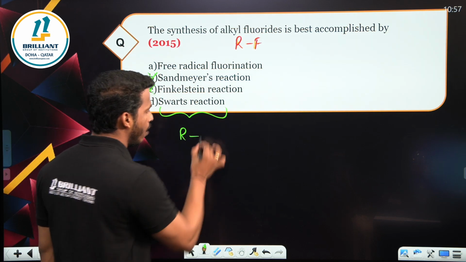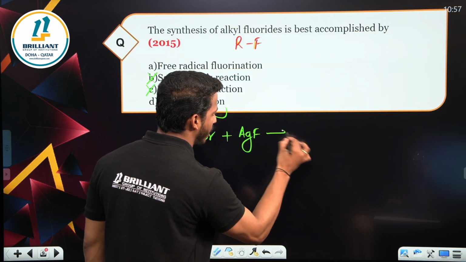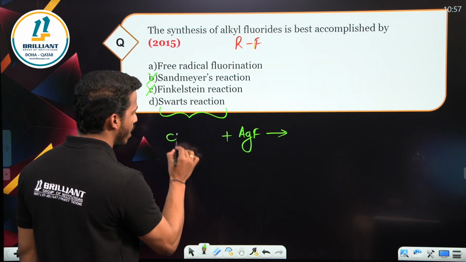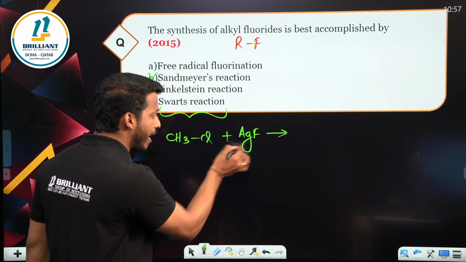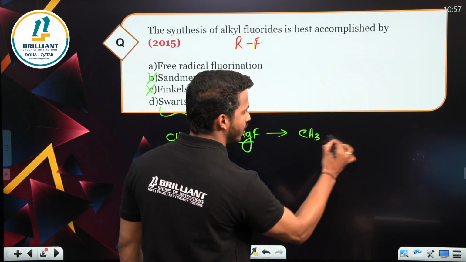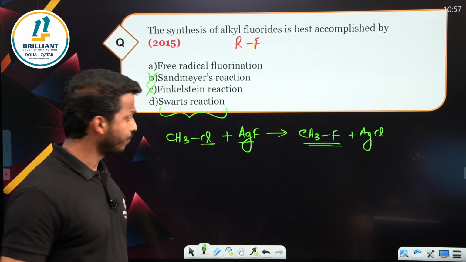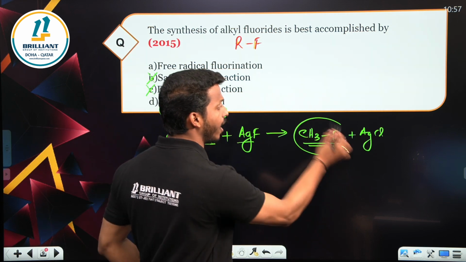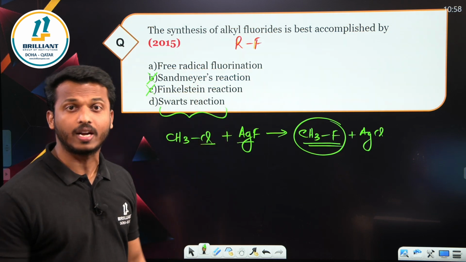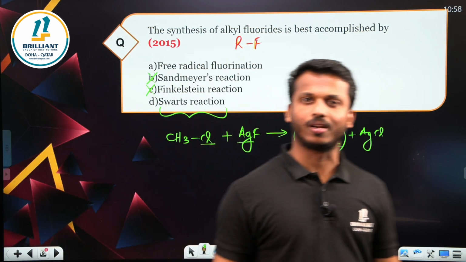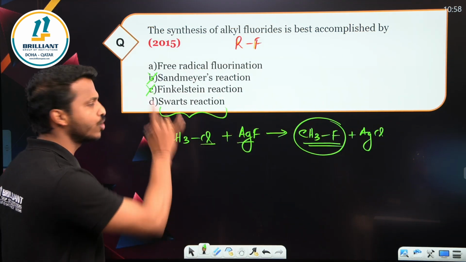In the Swarts reaction, for example, let me consider RBr, treated with AgF. Let me consider one compound, CH3Cl, methyl chloride. When we treat it with AgF, what happens? AgCl is eliminated, and you will get CH3F, right? AgCl along with CH3F. This is one of the best methods to prepare alkyl fluoride, the Swarts reaction. Then why is free radical fluorination not possible? Dear all, free radical fluorination is an explosive reaction, so it is not a suitable method.